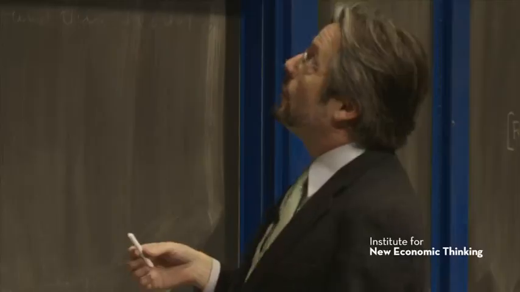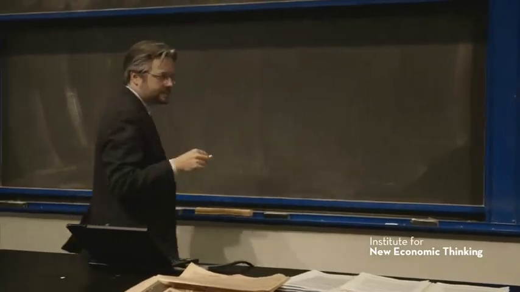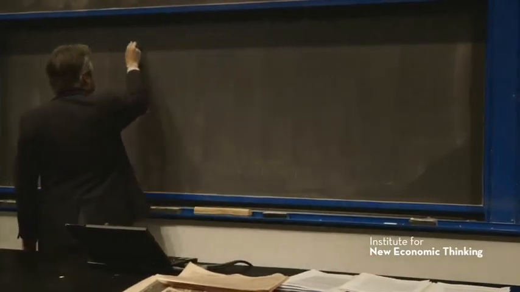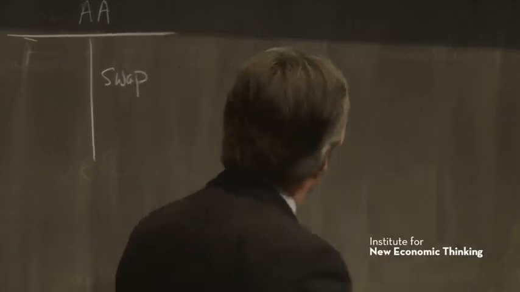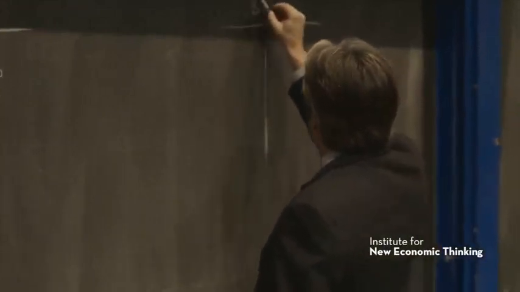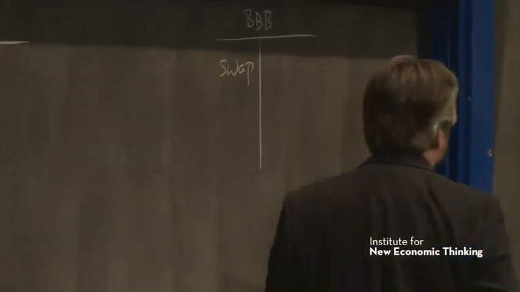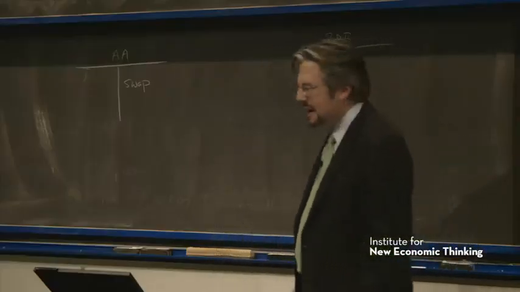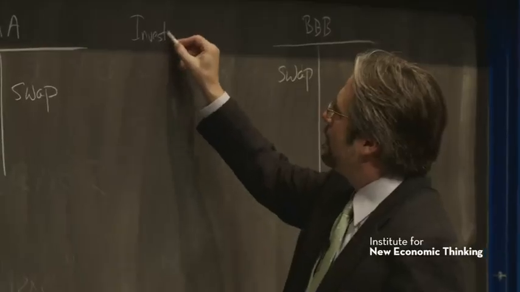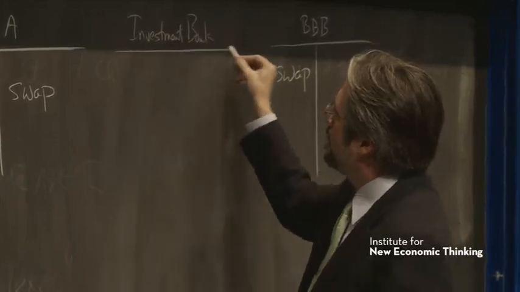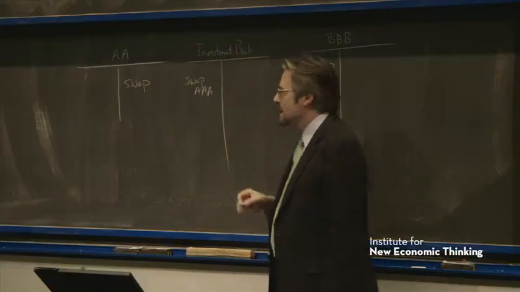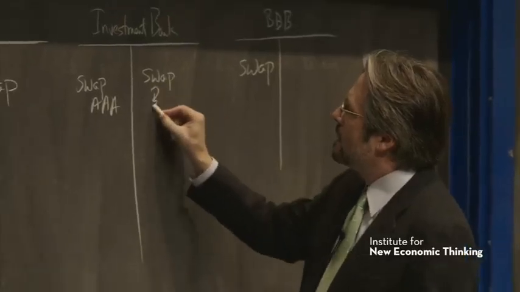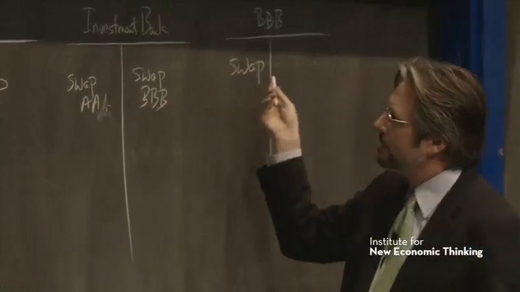And where is the dealer in this picture? We are talking about a world here where we have AA. Let me just clean this up. On one side, they're short a swap, and we have BBB on the other side, and they're long a swap. And now we're introducing an investment bank in the middle, which is doing a swap with AA, and doing another swap with BBB.